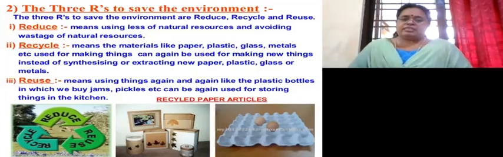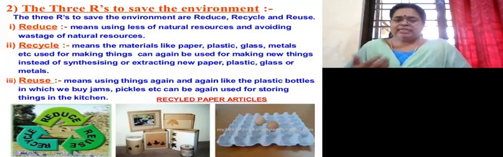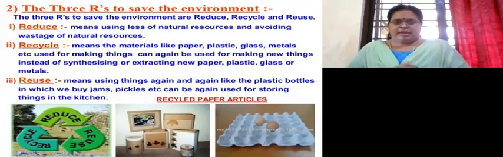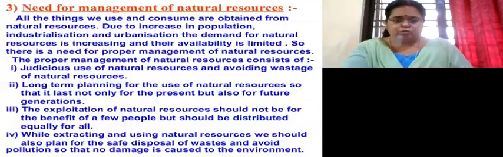Our next R is reuse. Reuse means using the things again and again. Like when we go shopping, we buy pickle bottles or jam bottles or any other bottles. These bottles or cans can be used again for storing our things in the kitchen. So that is another way of usage, that is the reuse. So these 3 are the most important R's that are used to save the environment: reduce, recycle, and reuse.